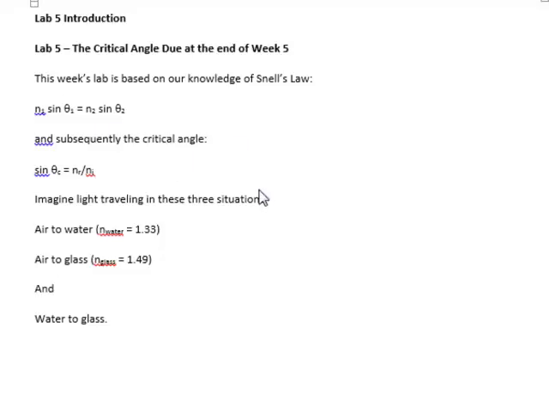This week's lab is based on our knowledge of Snell's law, which is n1 sine theta 1 equals n2 sine theta 2. And then subsequently the critical angle is sine theta c equals nr over ni. Remember the critical angle is where you experience the phenomenon known as total internal reflection. This is the point when, depending on the material, the light is reflected back into the medium rather than transmitted out.